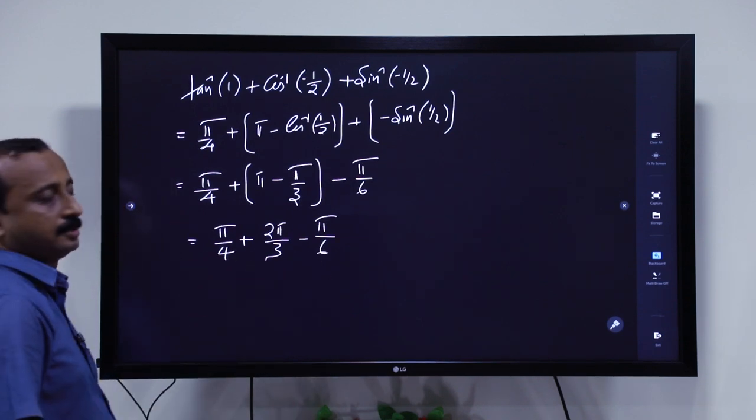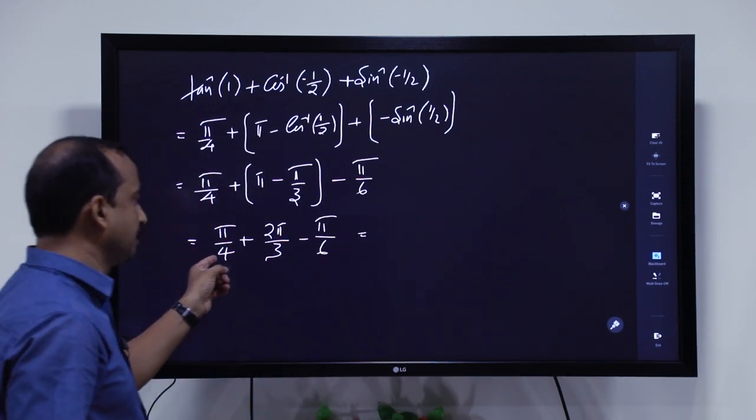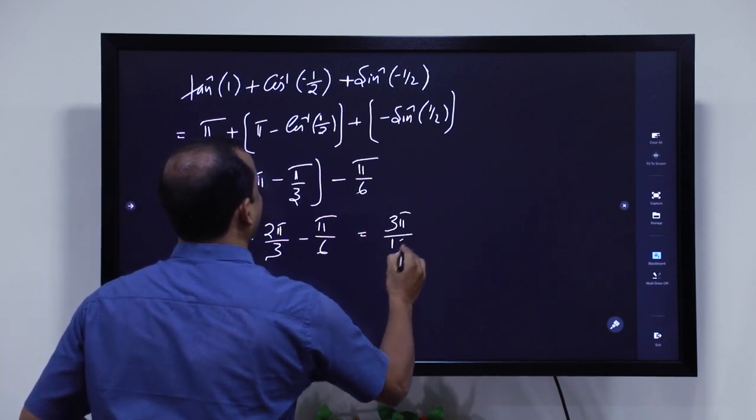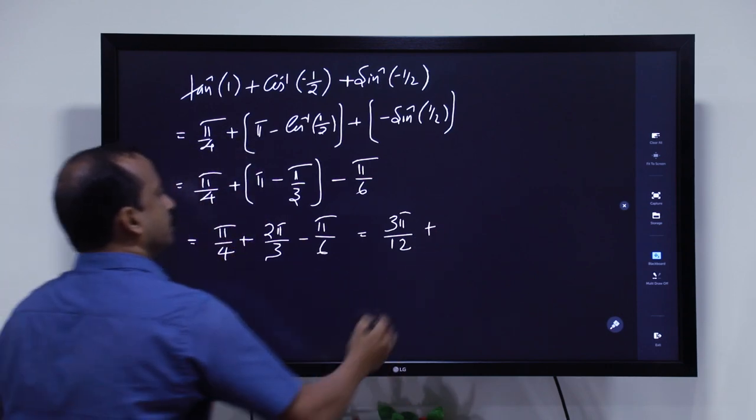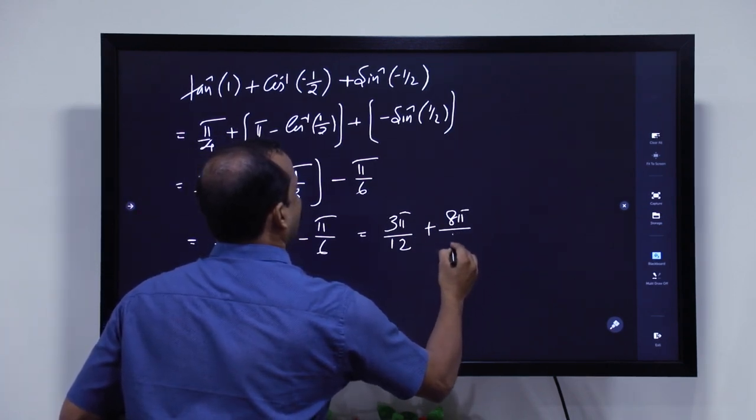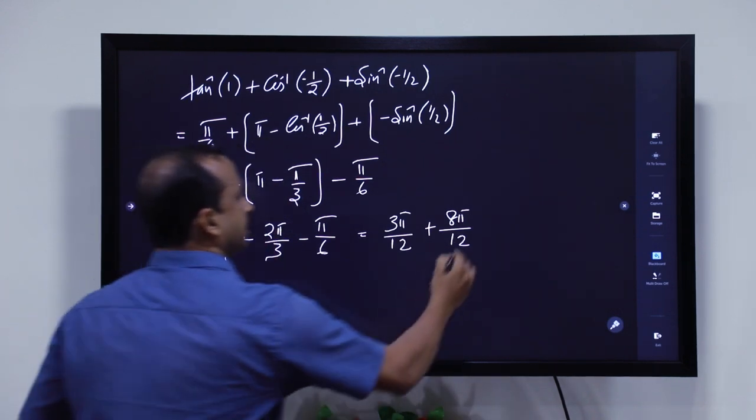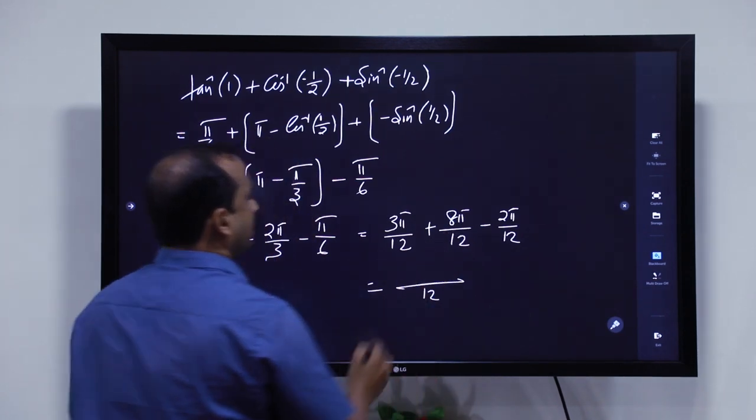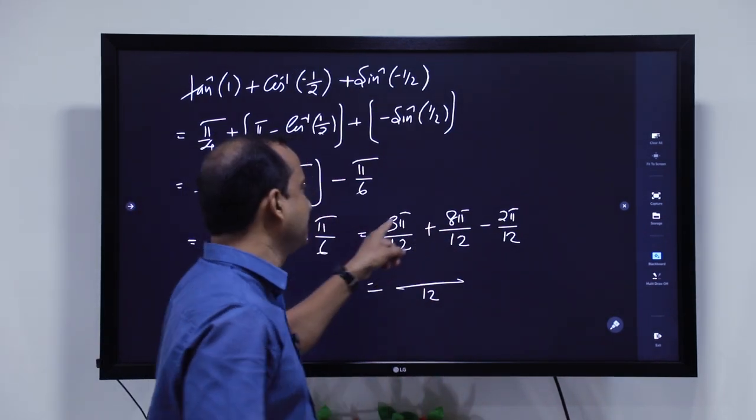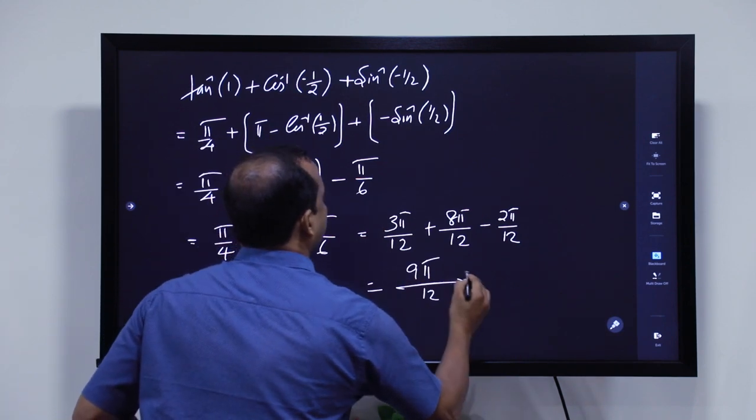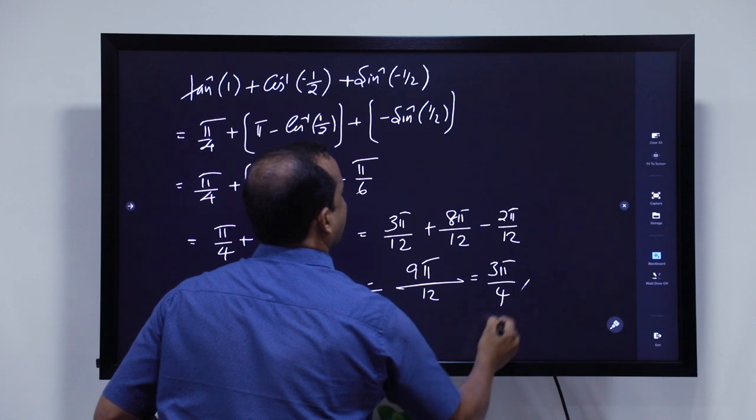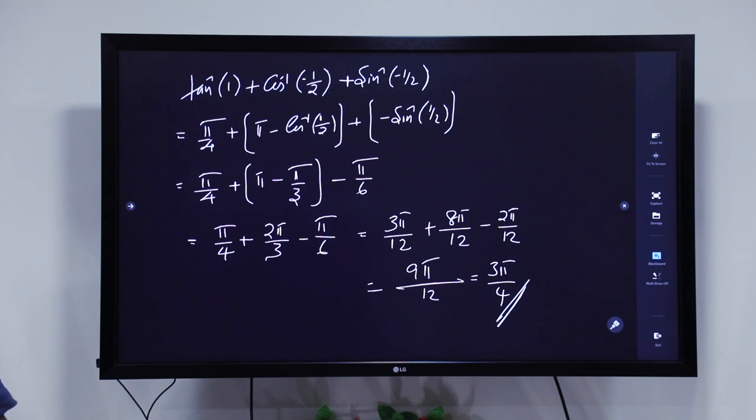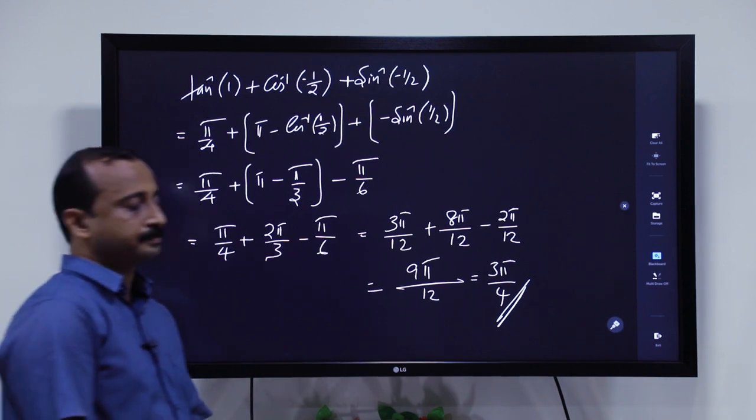Here 4, 3, 6, the LCM is 12. We make the denominator 12, multiplying 3 on numerator and denominator. That is 3 pi by 12 plus 4 into, that is 8 pi by 12. And multiply numerator and denominator by 2, we get minus 2 pi by 12. The common denominator is 12. And 3 plus 8 pi minus 2 pi is 9 pi, and we get the answer 3 pi by 4. That's all. The value of tan inverse 1 plus cos inverse minus 1 by 2 plus sin inverse minus 1 by 2, the answer is 3 pi by 4.